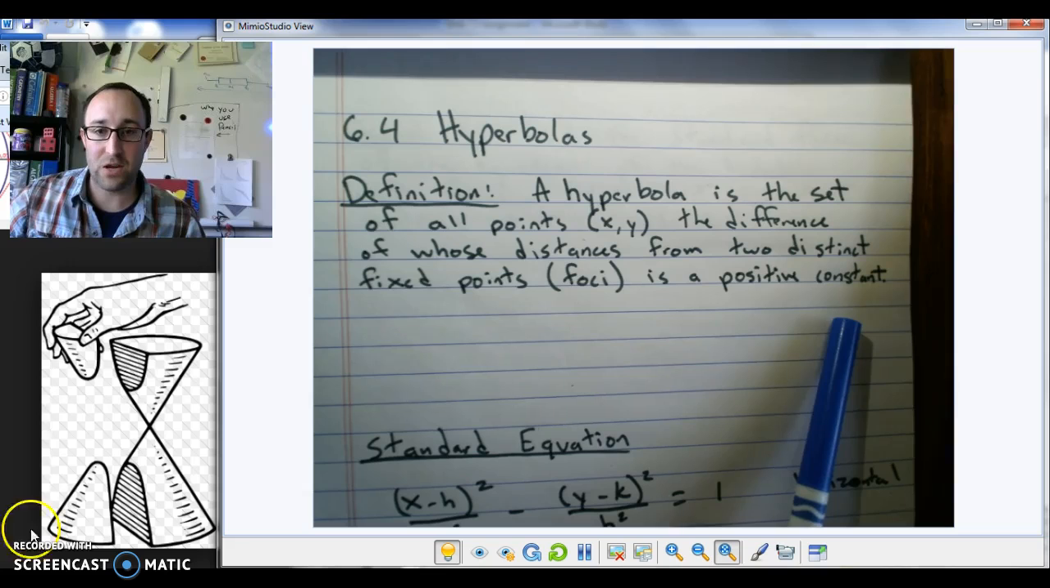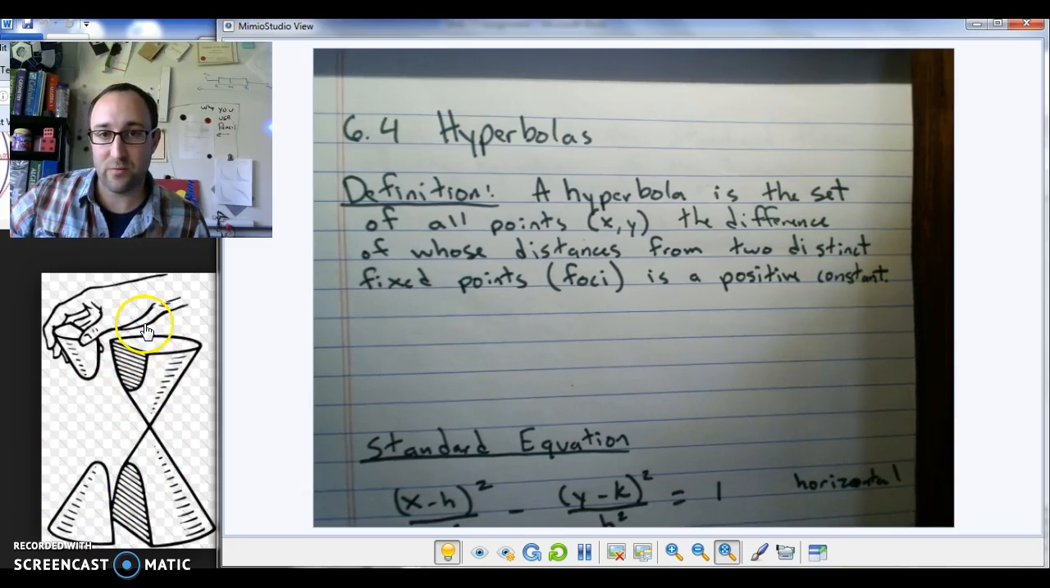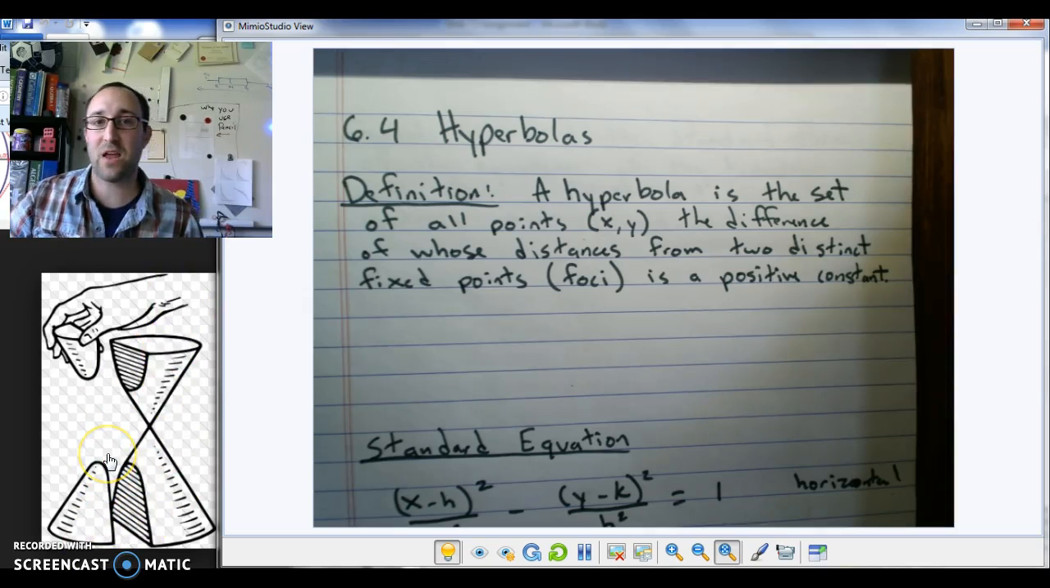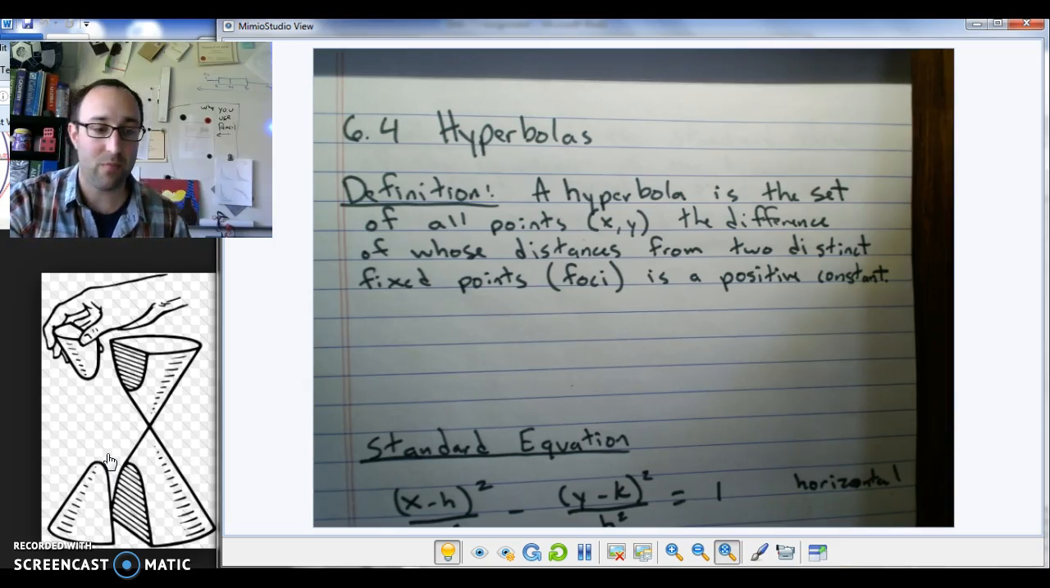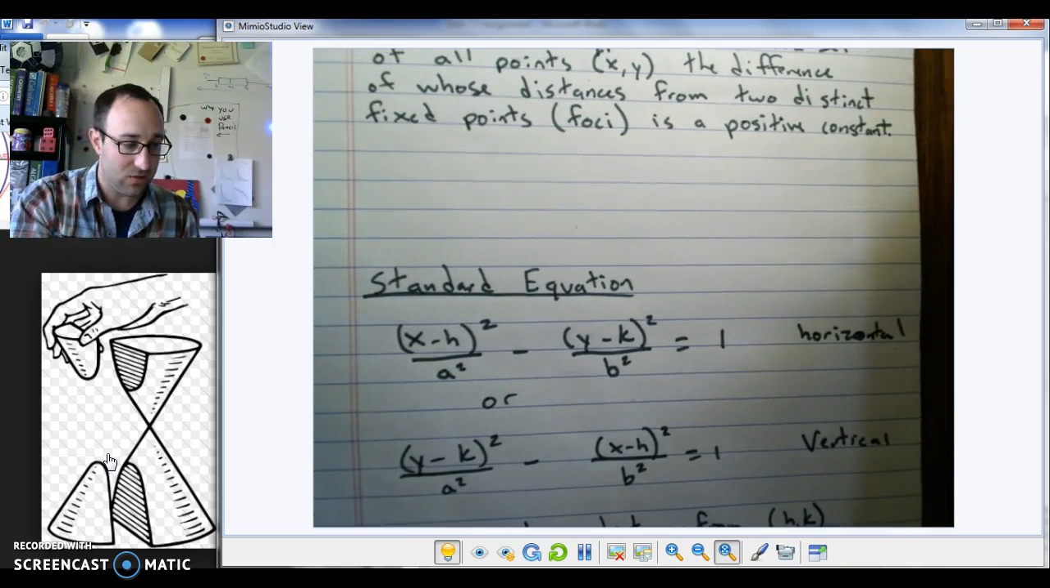Remember conic sections right here, we said if we have two cones and we slice them this way, that is the hyperbola. So it's kind of like a double parabola, but it doesn't have the same exact shape as a parabola. Okay, let's look at the equations.